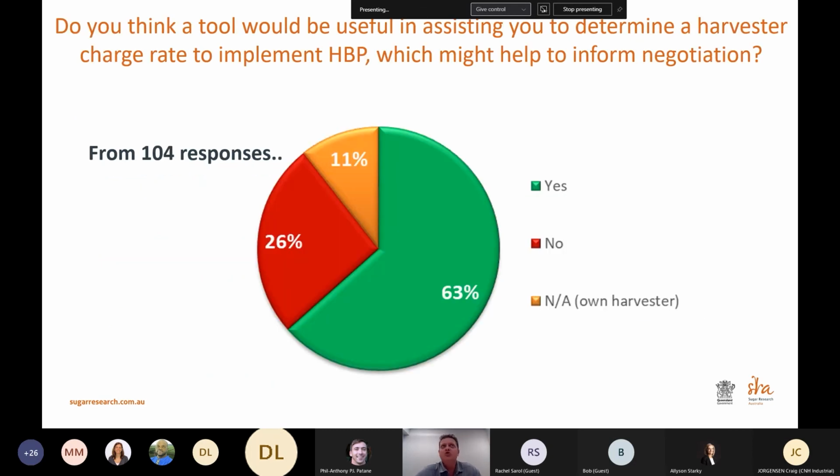Another question, do you think a tool will be useful to assist you in determining a charge rate in your negotiations between the growers and harvesting contractors? 63% of the respondents said yes, and 26% said no. 11% said they own their own harvester, so it didn't really matter to them.